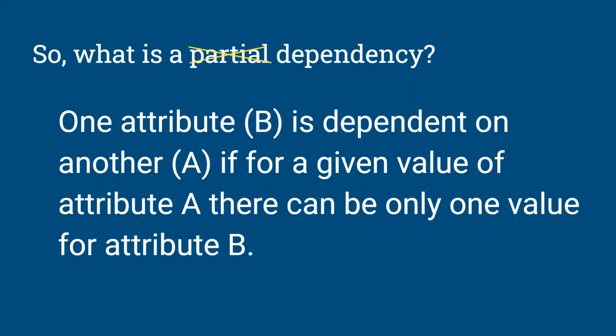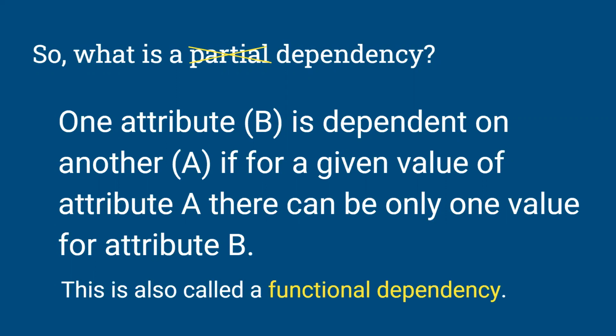We've got two attributes. We've got attribute B. It's going to be dependent on attribute A if for a given value of attribute A, there can only be one value for attribute B. So we're talking about looking at an attribute and saying, if I know the value of this attribute, what are the possible values that could go into this other attribute? And if I say there's only one, then we say there's a dependency. Let's look at some examples.